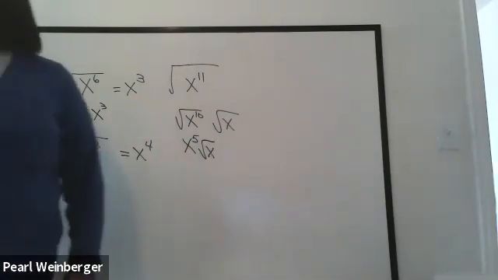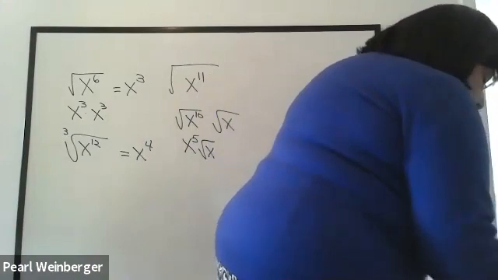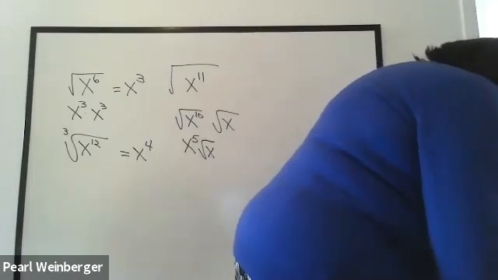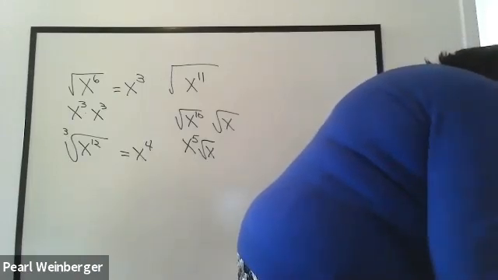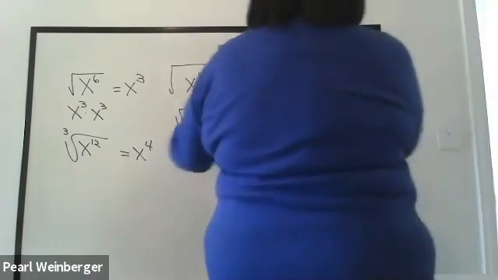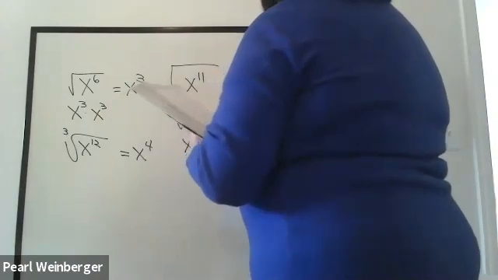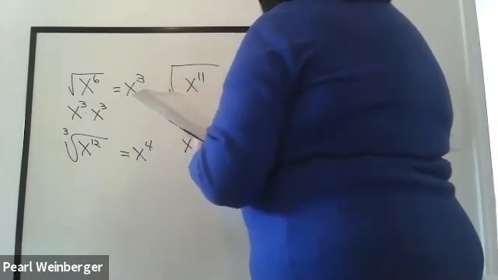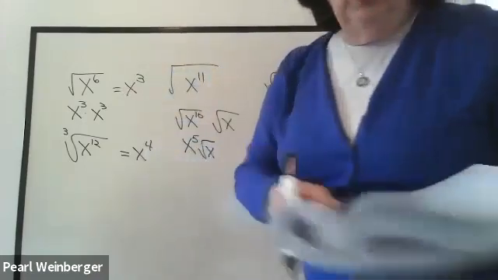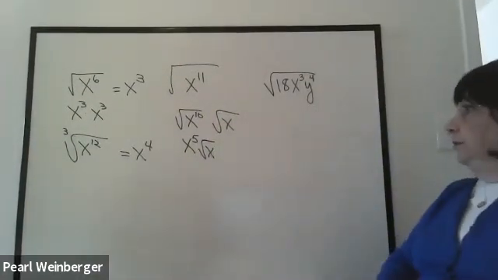So if I were to give you a problem that looks like this, I'm going to do one, then I'm going to give you a couple to try on your own. Suppose I gave you the square root of 18x cubed y to the 4th, and I told you to simplify that. How do I go about simplifying something like this?